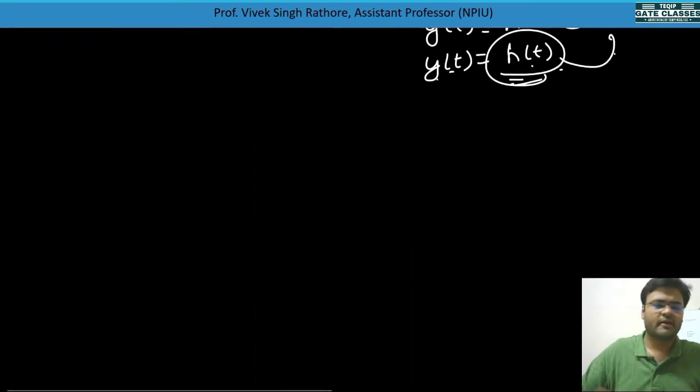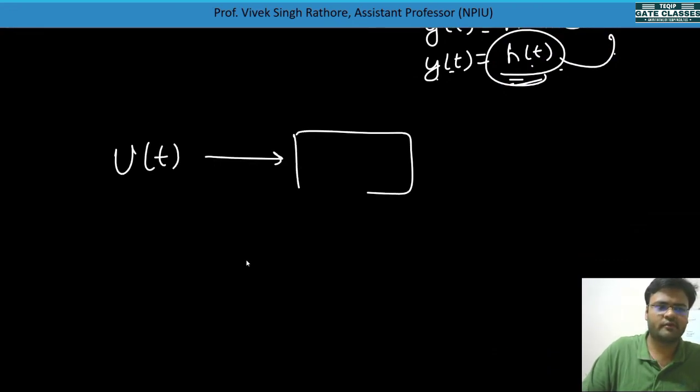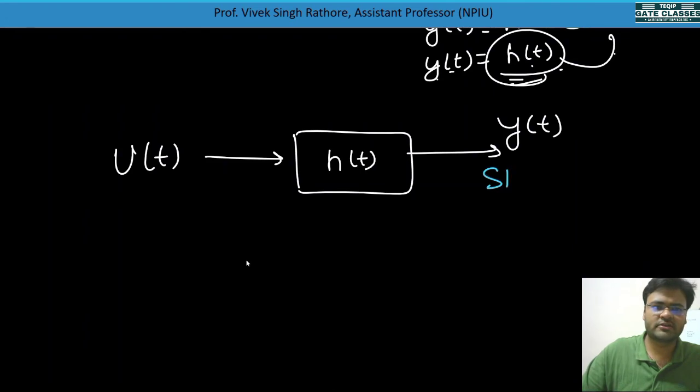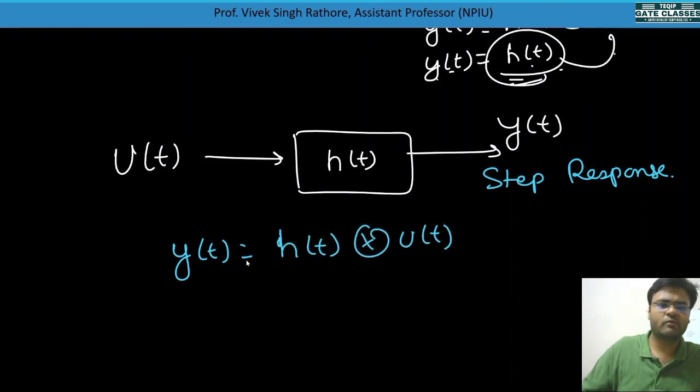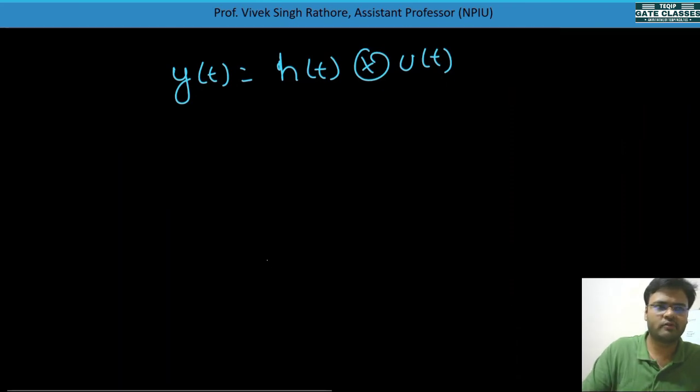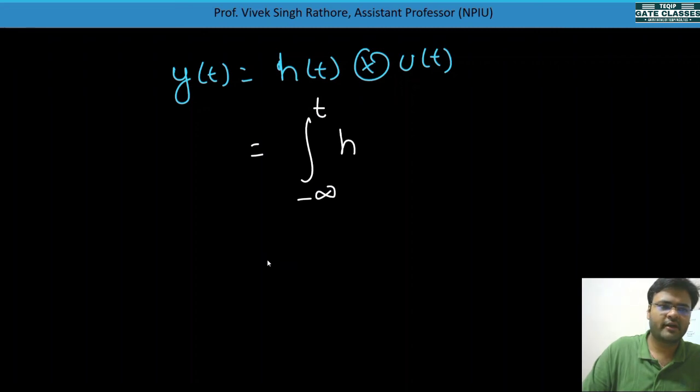Now, whenever you give input as u of t to your system h of t, and you take y of t as output, this output is called the step response, because a step input has been given. What will be the step response? We'll see: y of t will be equal to h of t convolved with u of t. You know that any signal when convolved with u of t becomes the integral from minus infinity to t of h of tau d tau.